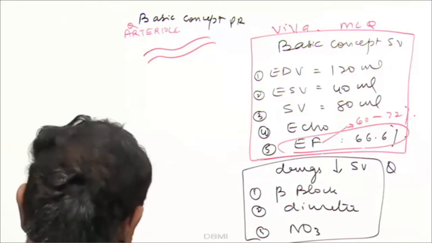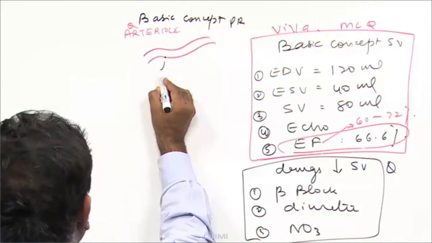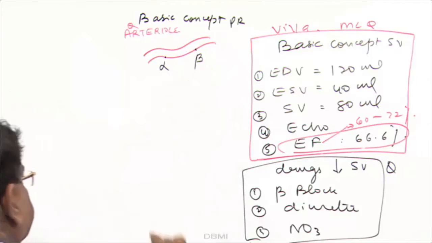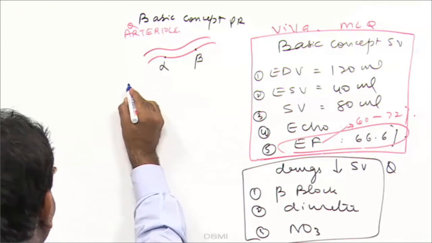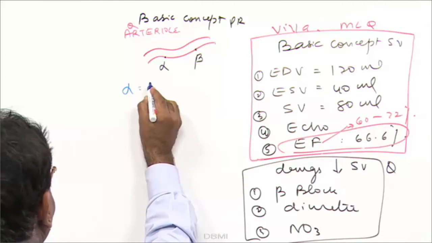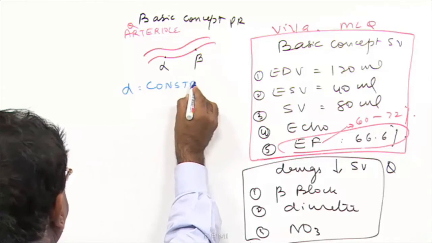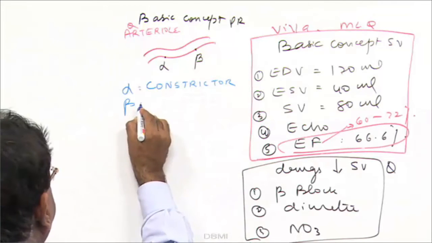And in the arteriole, we have two receptors. One is the alpha receptor, and the other is the beta receptor. Alpha are constrictors. Beta are dilators.